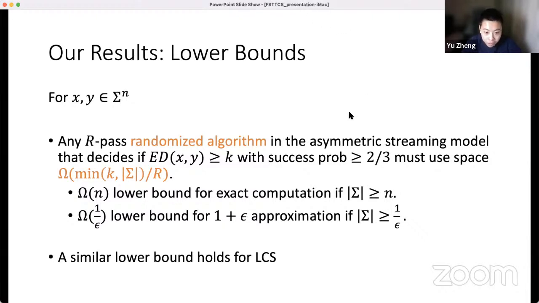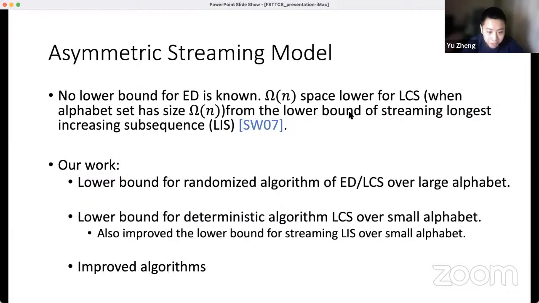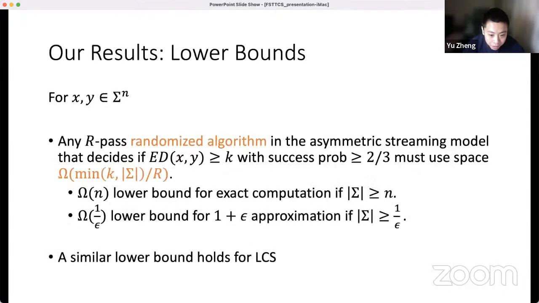Oh, sorry, I just saw the message. Yeah, I'll go faster.